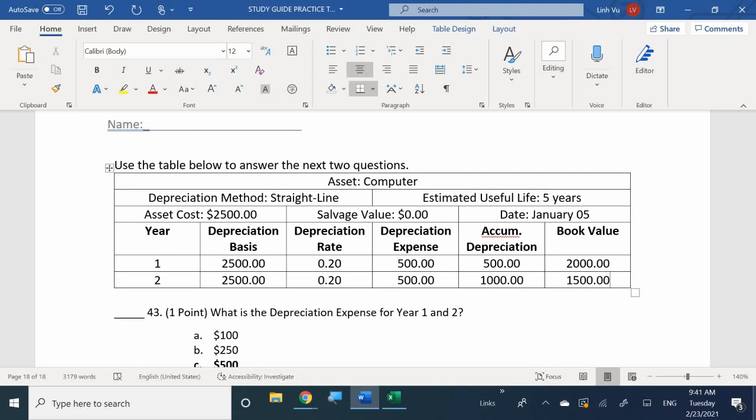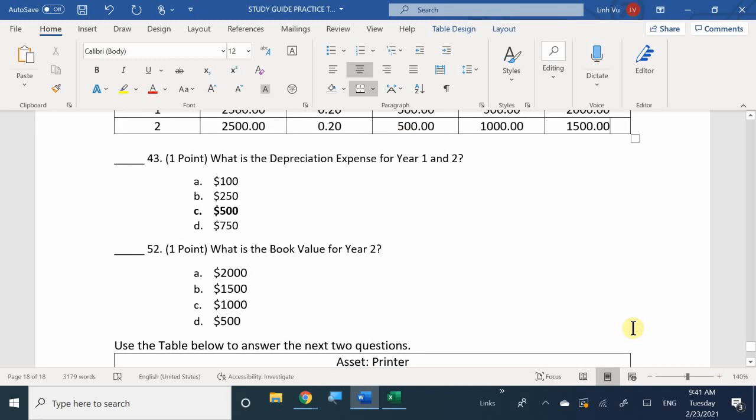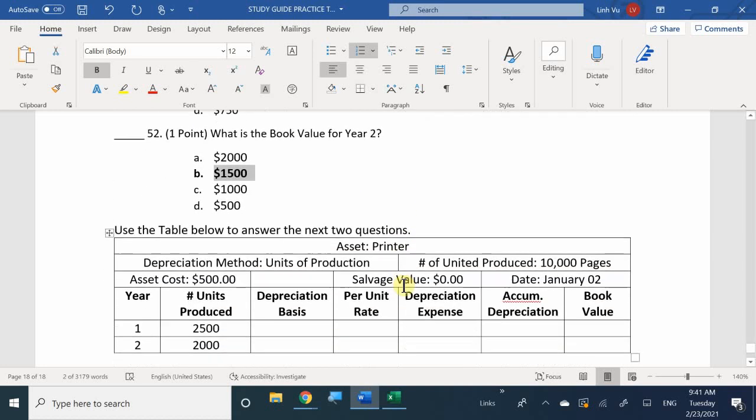1,500. So therefore, let's answer this question. What is the book value for year 2? B, 1,500. Okay.